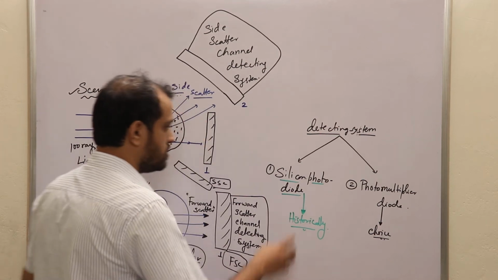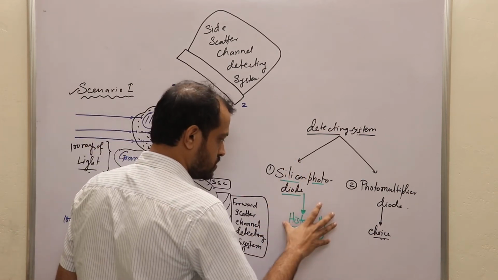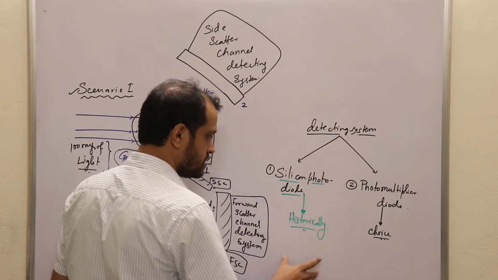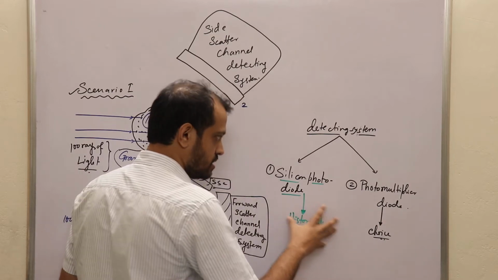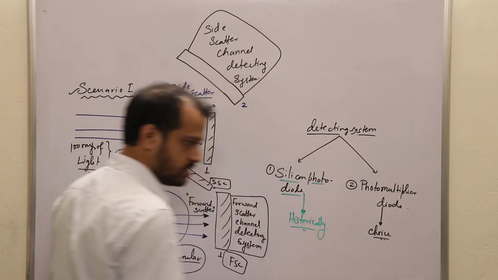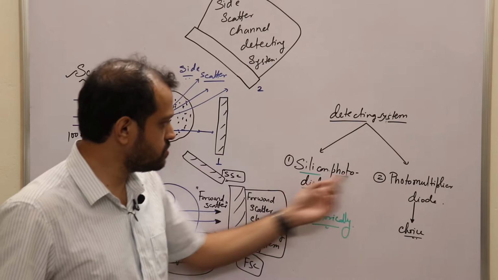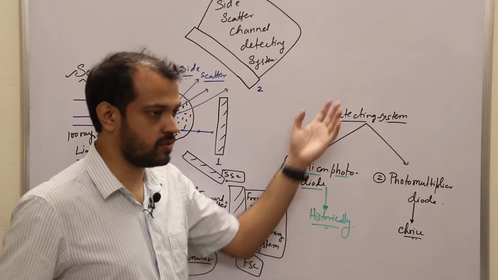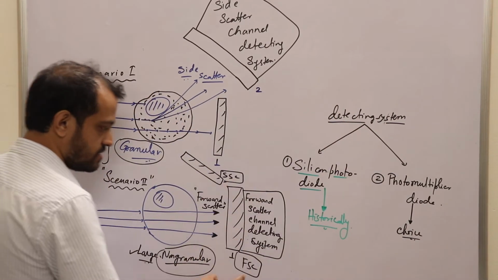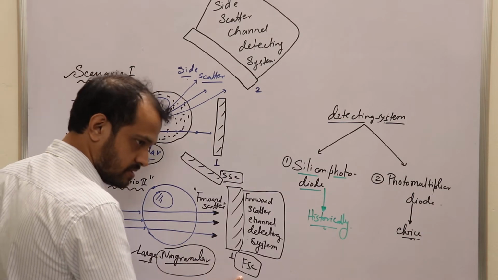Okay. Now, silicon photodiodes were historically used, meaning they are not put into use nowadays, and photomultiplier tubes are the choice nowadays. Now listen, how does this detecting system work? How do the side scatter channel and forward scatter channel actually work?